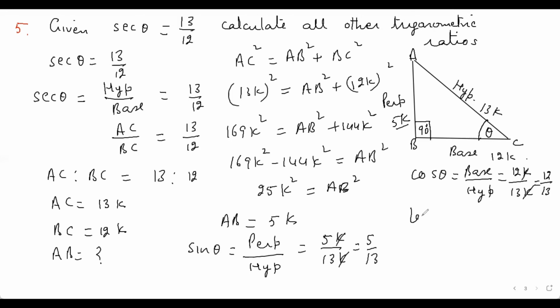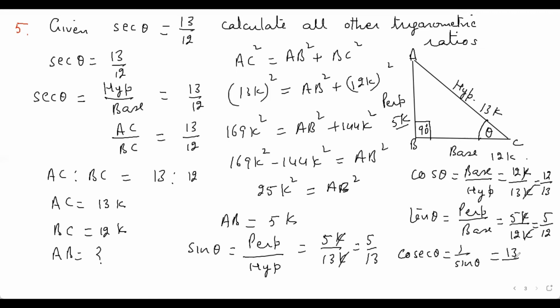Now tan theta. Tan theta is perpendicular upon base. Perpendicular here is 5K and base here is 12K. That means 5 by 12. Now cosec theta is equal to 1 over sine theta, that is 13 by 5. Sec theta, I have sec theta 13 by 12. So cot theta is equal to 1 by tan theta, that is equal to 12 by 5.